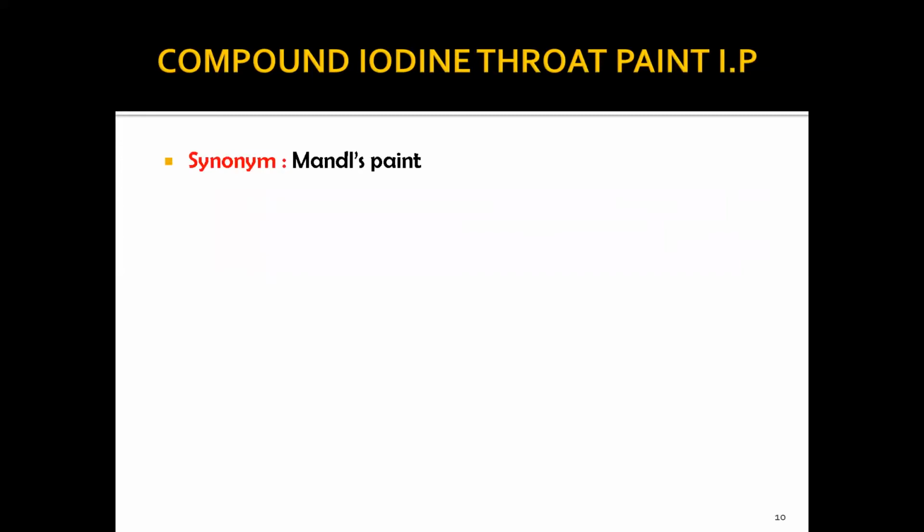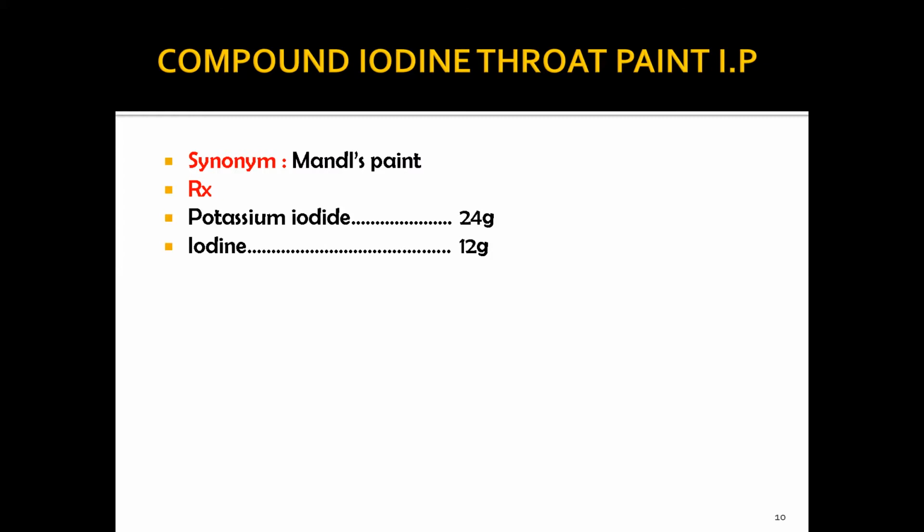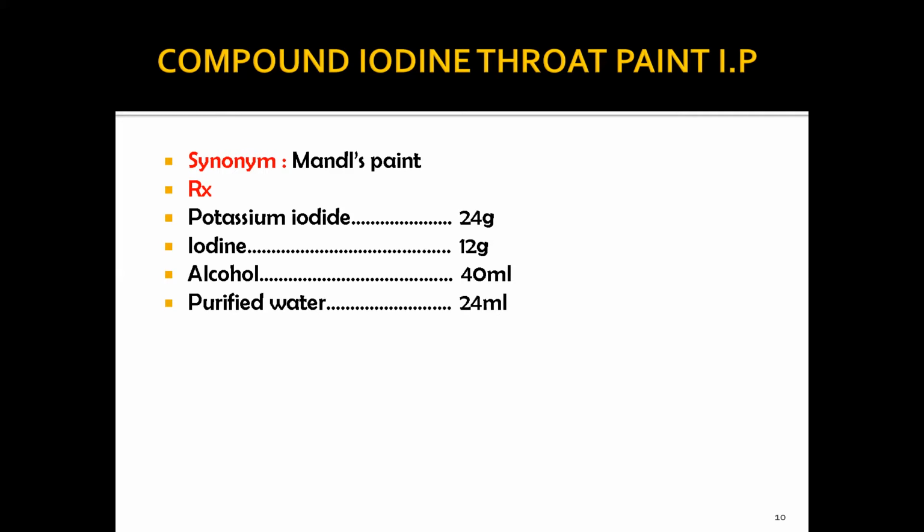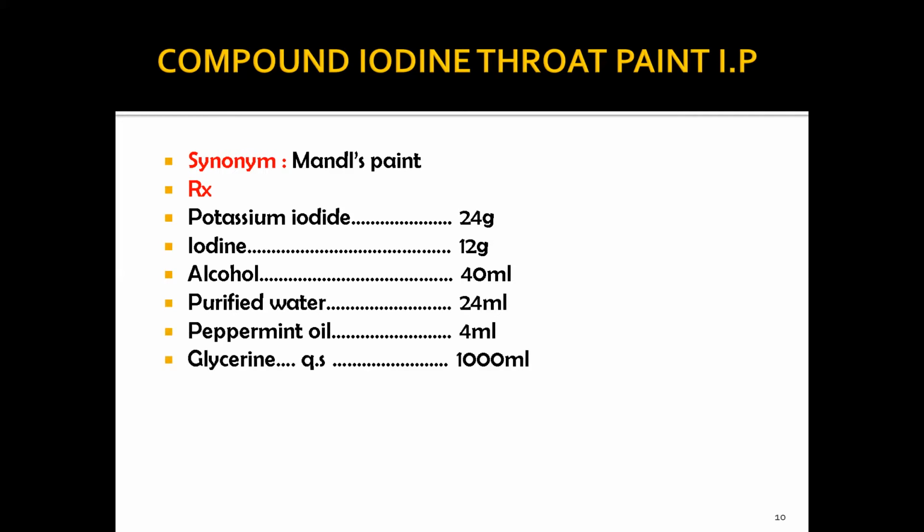So what is the synonym for this? It is also known as Mandel's paint. That is the synonym for the preparation. And the formula is potassium iodide 24 gram, iodine 12 gram, alcohol 40 ml, purified water 24 ml, peppermint oil 4 ml, glycerin quantity sufficient to make 1000 ml.